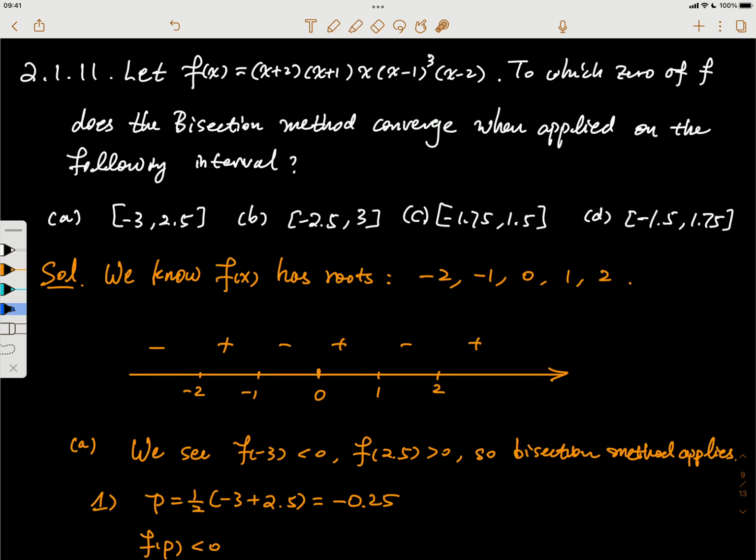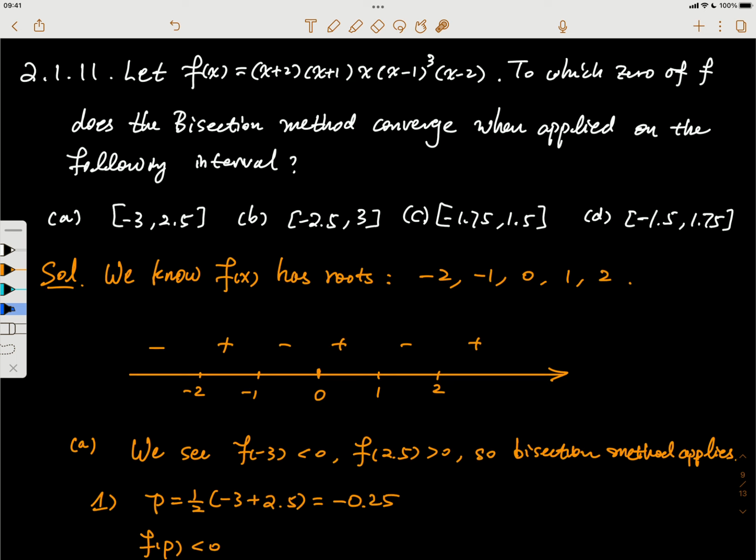Problem 11 in section 2.1. We're given this function f, and we want to say which zero of f the bisection method is converging to when we apply it to the following four intervals.